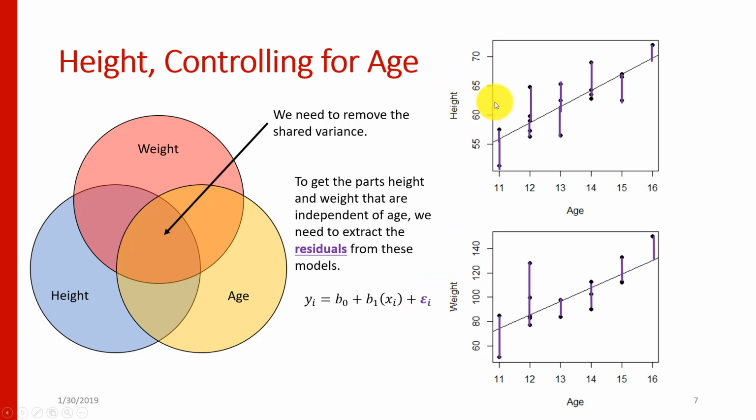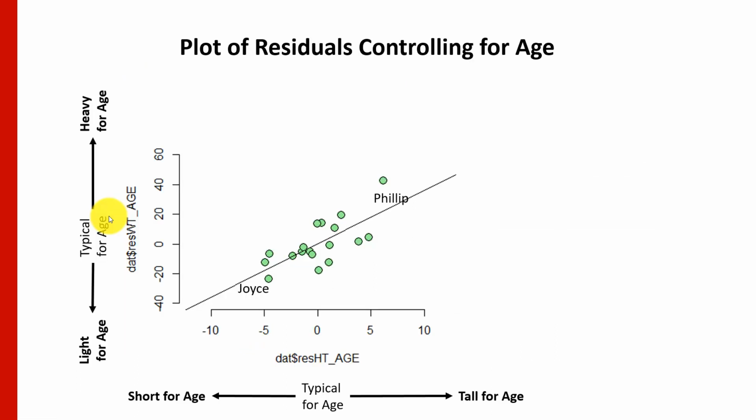So we're going to get a set of errors from here. We're going to get the residuals of height controlling for age, and we'll get the residuals of weight controlling for age. And that's going to allow us to say what part of height that's independent of age explains the part of weight that is independent of age. So what I've done here, and what we'll do in the lab, is extract those residuals. On the y-axis, we have the weight residuals controlling for age, and on the x-axis, we have the height residuals controlling for age. So now, rather than raw weight or raw height, we're plotting residuals.